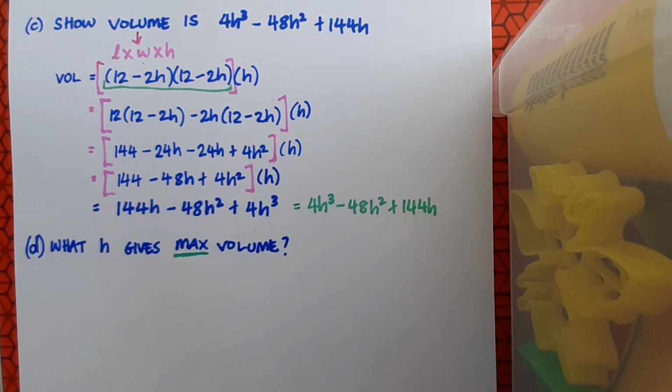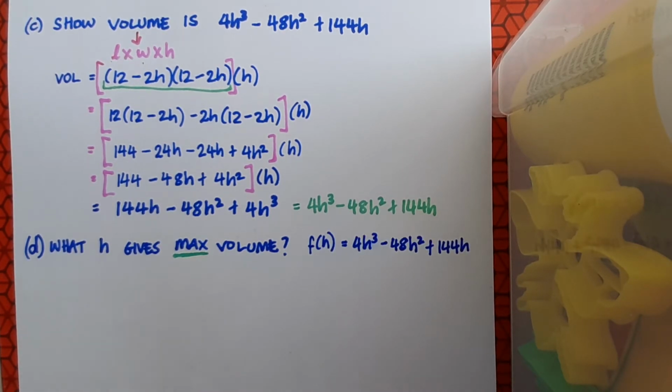So instead of saying dy dx, I'm actually going to call my function f of h, and I can say that f of h equals 4h cubed minus 48h squared plus 144h. And now when I go to differentiate, I'm going to just write it as f dash h. So when I differentiate this, I get 12h squared minus 96h plus 144.